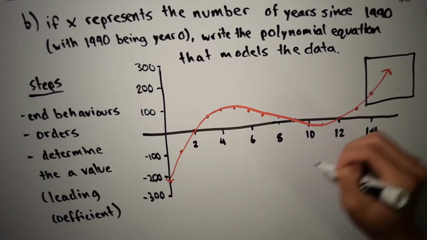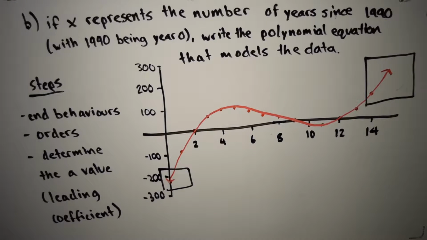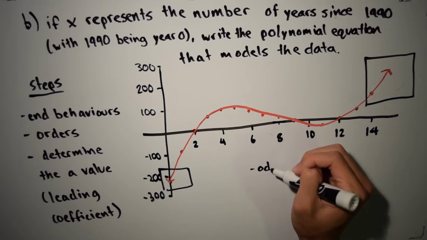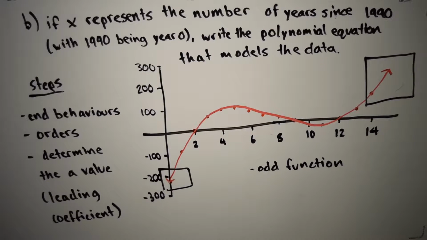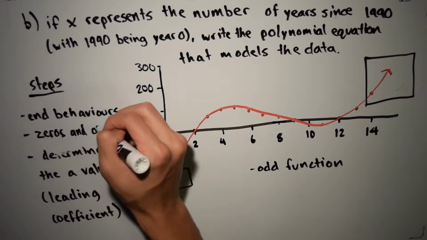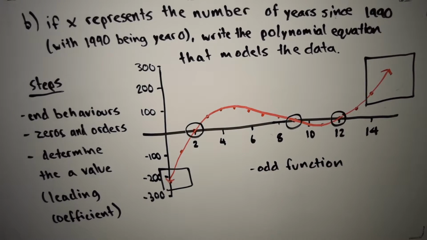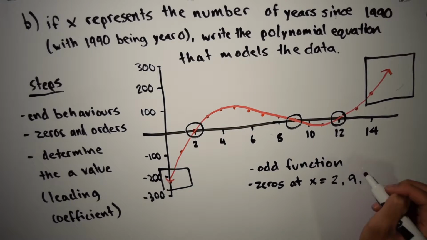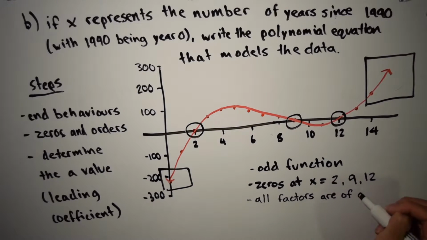First, when we look at the end behaviors, we see that as x approaches infinity, y approaches infinity, and as x approaches negative infinity, y approaches negative infinity. Therefore, since the ends are going in different directions, we know that this is an odd function and will have an odd degree. Next, if we look at the zeros, we can see that they are at x equals 2, 9, and 12. And because the function goes through all of these points, all the factors in our equation are going to be of order 1.